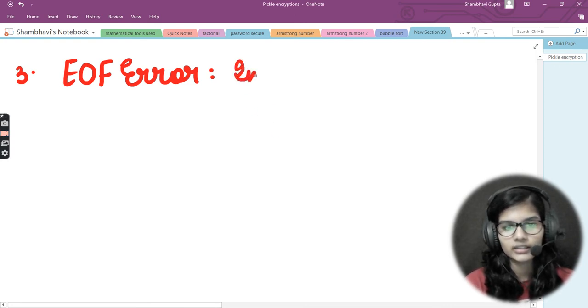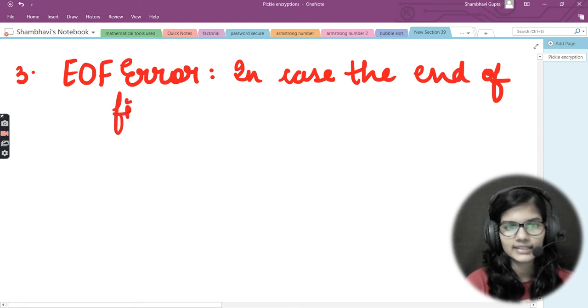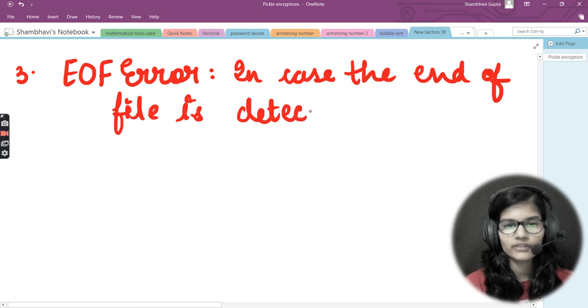So let me write that here: in case the end of file is detected. This EOF error is a very common error, so just remember the full form of EOF, that is end of file. Do not forget that. From the name only you can remember that whenever you get end of file, check your lines where you have put the brackets and where you have closed them. Somewhere there you have missed something. That is why this type of error comes to you.